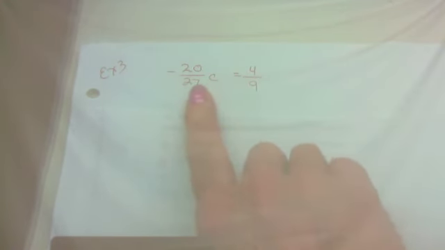So now if the coefficient is negative, I always want to turn this into a positive 1. So to get rid of a negative fraction, I'm going to have to multiply by the negative reciprocal. So what do you think I'm going to multiply both sides by?